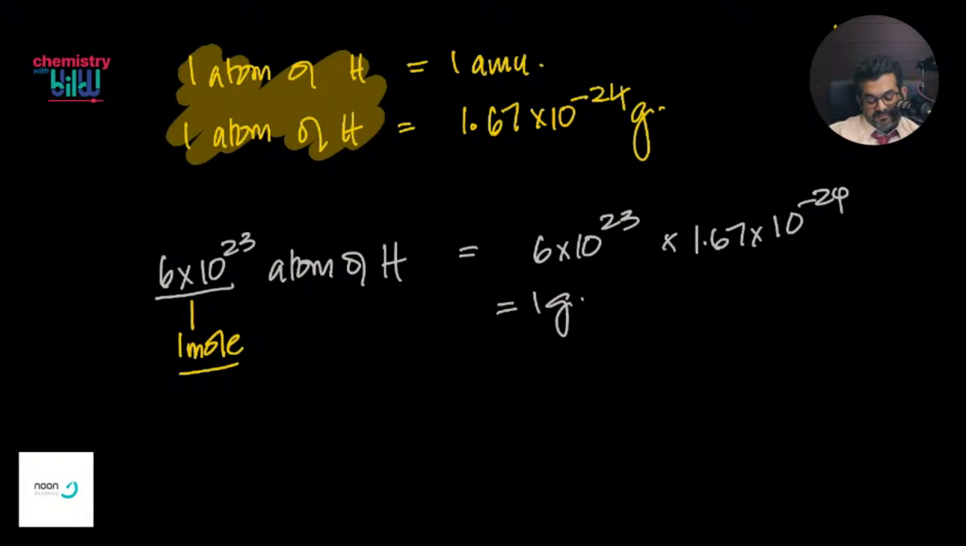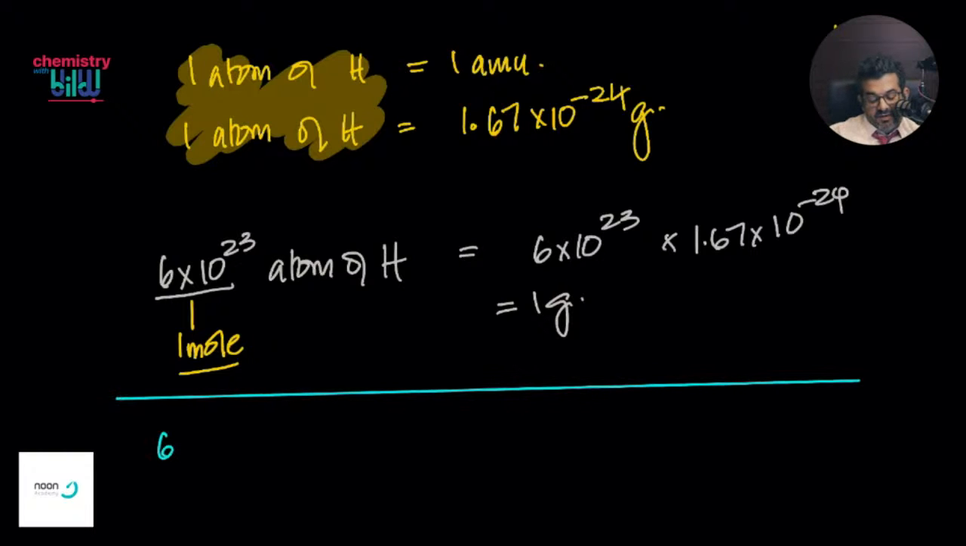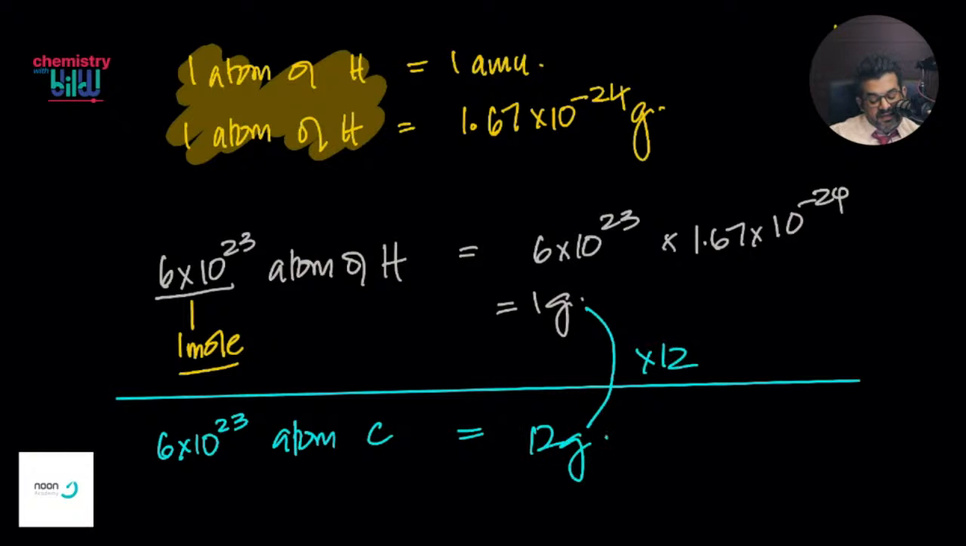So the point being this, that because carbon is 12 times heavier than hydrogen, 12 times 1 gram is 12 grams. If I say that calcium is 40 times heavier than hydrogen, then this many atoms of calcium are 40 grams.